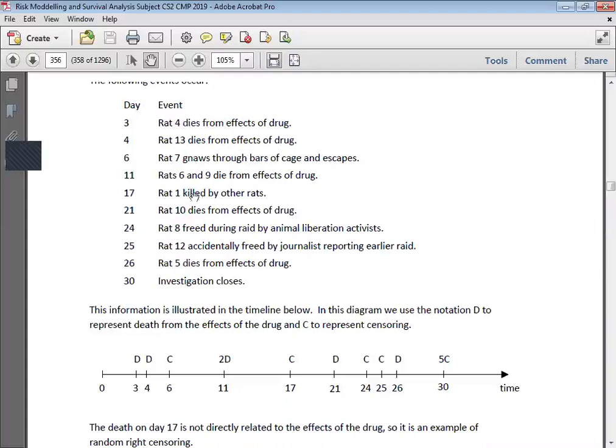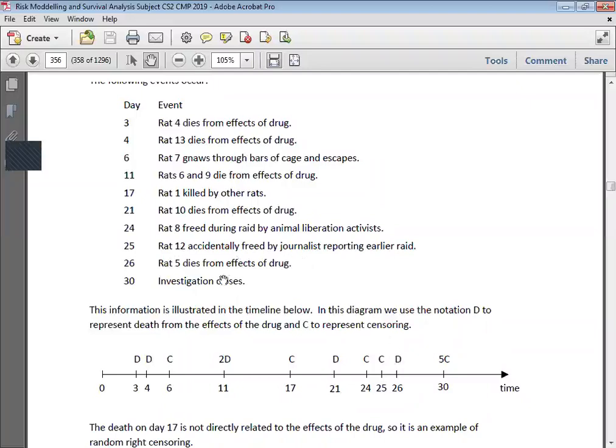Then rat 1 was killed by other rats, so again this is just censoring. Rat 10 dies from the effect of the drug. Rat 8 was freed during a raid. Wow, this can be a tongue twister. Anyway, we have a censoring here. And now rat 12 was accidentally freed, so again a censoring here. Then this rat dies from the drug, so D here.